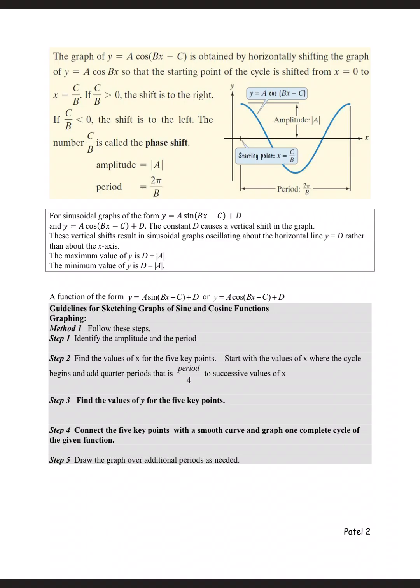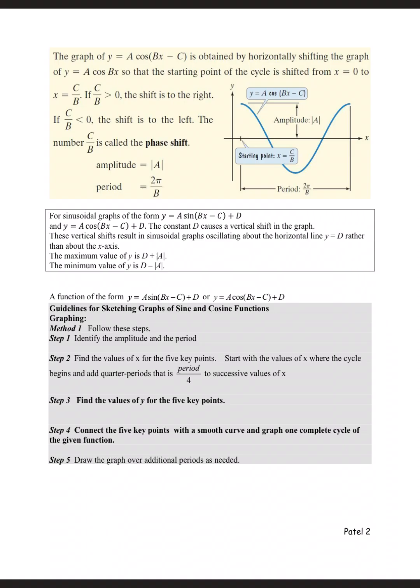The graph of y equals a cosine (bx minus c) is obtained by horizontally shifting the graph of y equals a cosine of bx so that the starting point of the cycle is shifted from x equals 0 to x equals c divided by b. If c divided by b is greater than 0, the shift is to the right, and if c divided by b is less than 0, the shift is to the left. The number c divided by b is called the phase shift. The amplitude is the absolute value of a. The period is 2 pi divided by b.